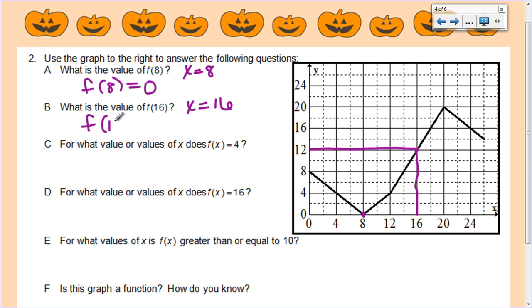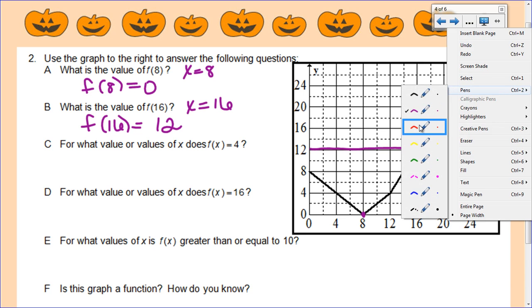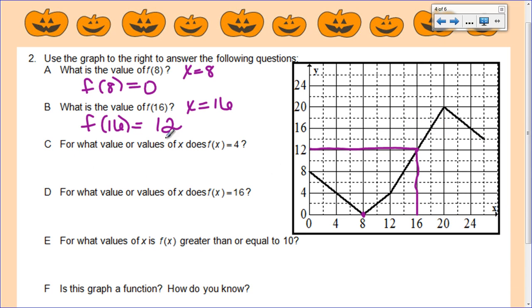So the function value at 16 is 12. So when x is 16, y equals 12. Now part C is a little different. I'm going to change colors because this one's going to work different than the other one because this says, for what value or values of x does f of x equal 4.